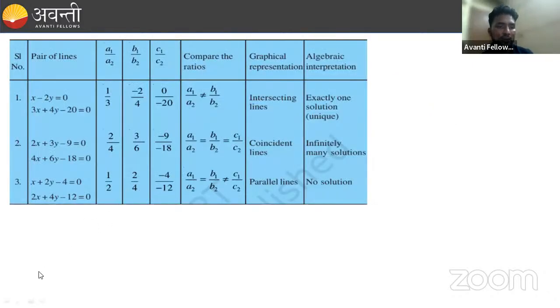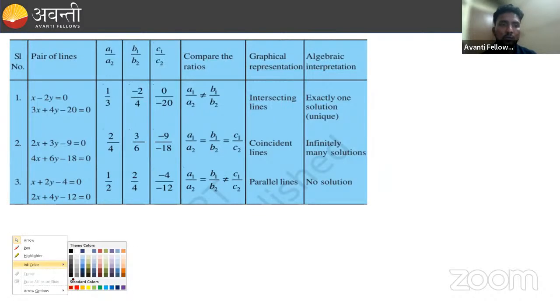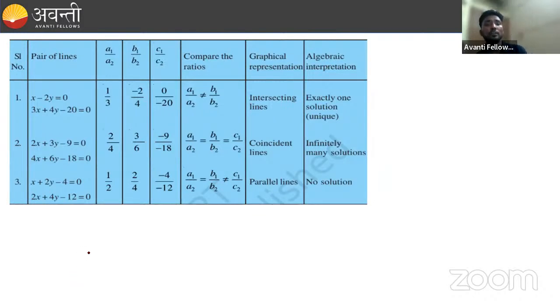So you can see now, there is a trick to remember this. Okay, so if you don't want to draw the graph and you just want to know whether it is an intersecting line, a coincident line, or a parallel line, in this case, for example, x minus 2y is equal to 0 and 3x plus 4y minus 20 is equal to 0.